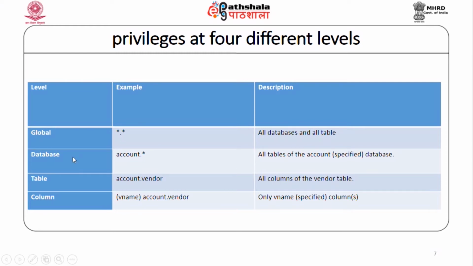The second level is the database level. For example, account dot star means that all the tables of the account database are given privileges. You can give one particular table also; for that you have to write database name dot table name, for example, account dot vendor. So, account is a database and vendor is a table of the account database. In a table, you can also give privileges to a particular column. For example, you write vname, account dot vendor, that means the column name and then you provide the database name dot table name.